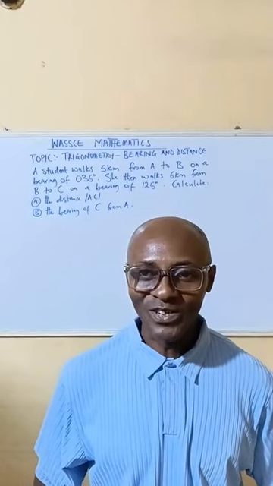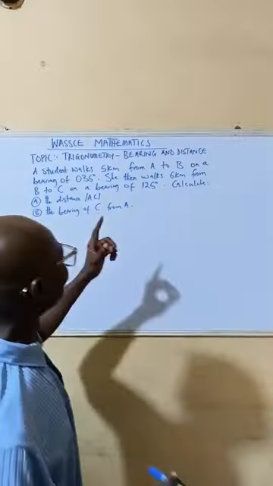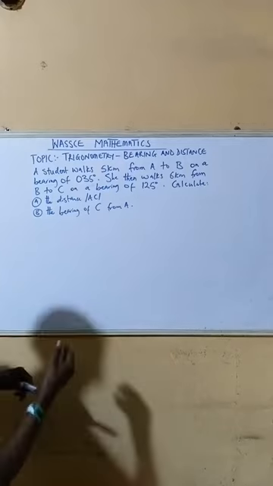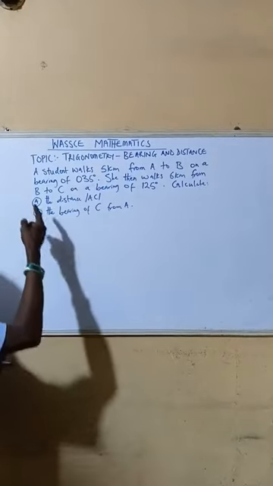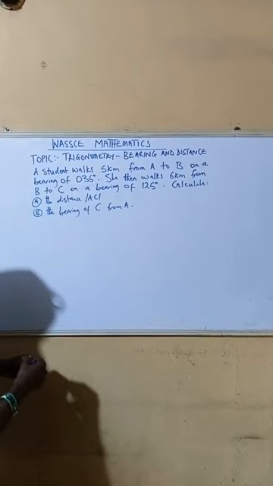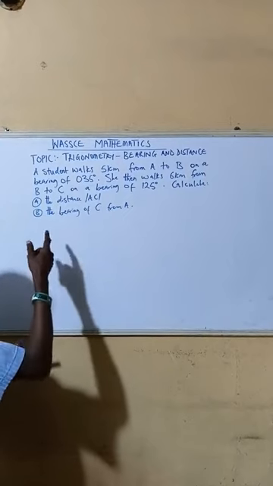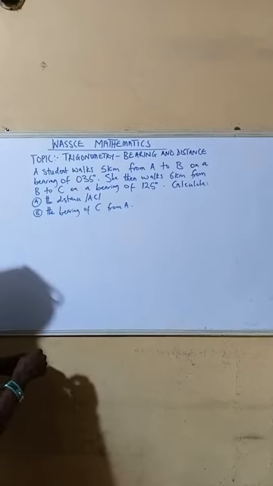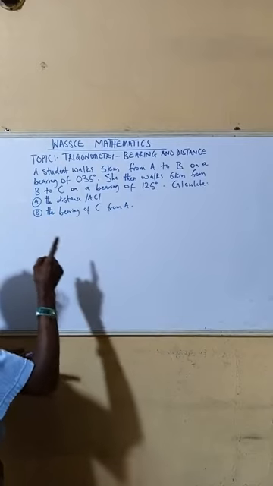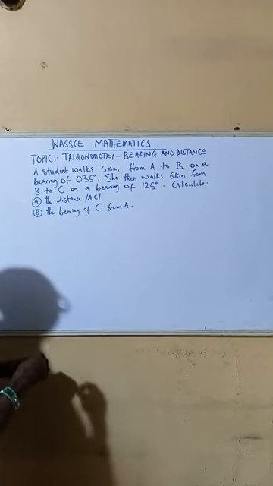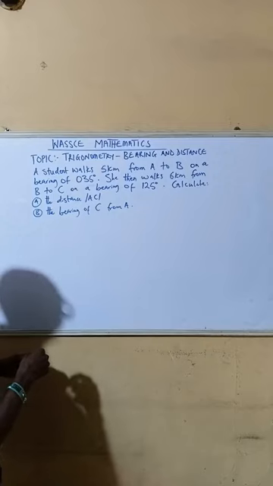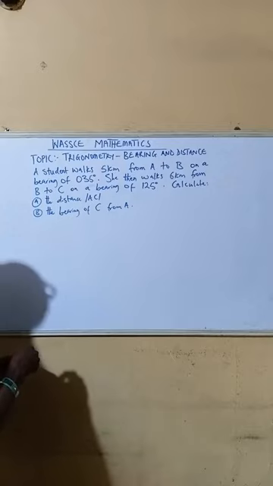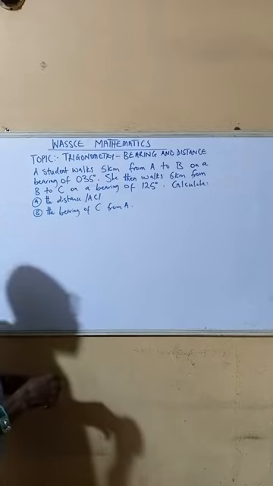Today we shall be learning how to solve problems involving bearing and distance under trigonometry. To do that, we have a question here on the board which states: a student walks 5 kilometers from A to B on a bearing of 035 degrees. She then walks 6 kilometers from B to C on a bearing of 125 degrees. Calculate (a) the distance AC, (b) the bearing of C from A.